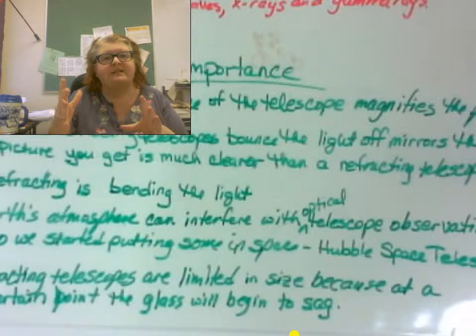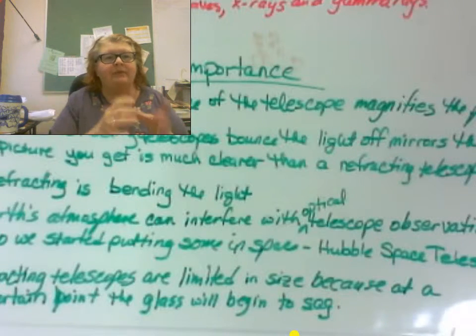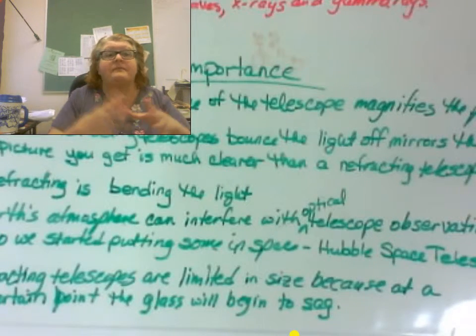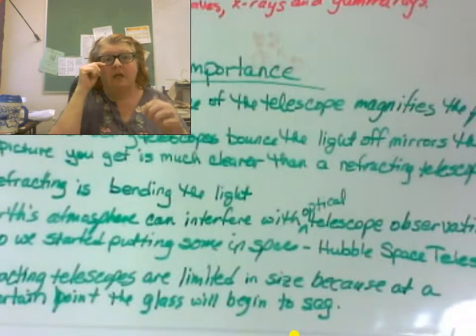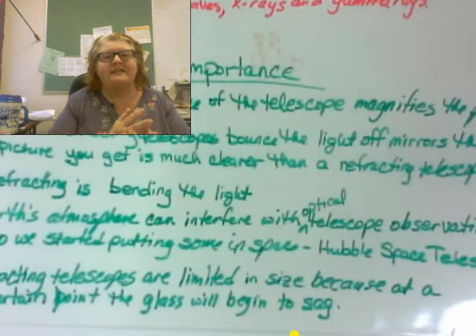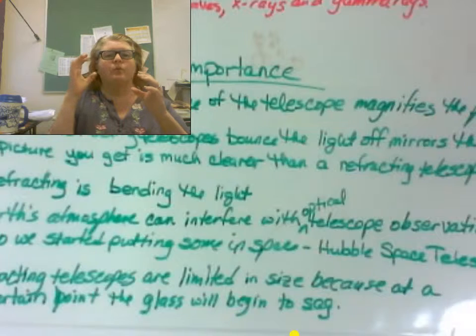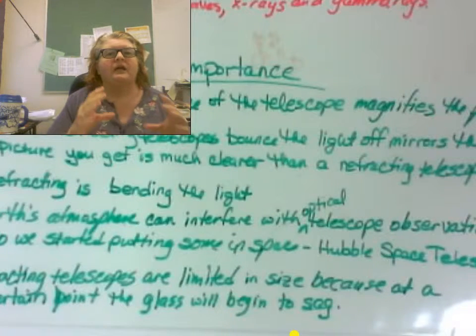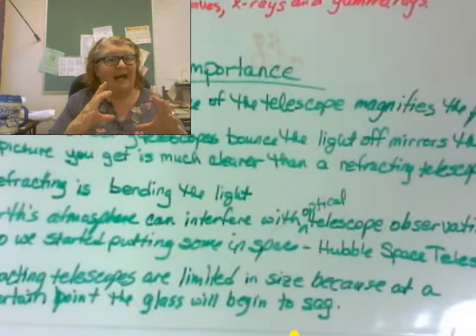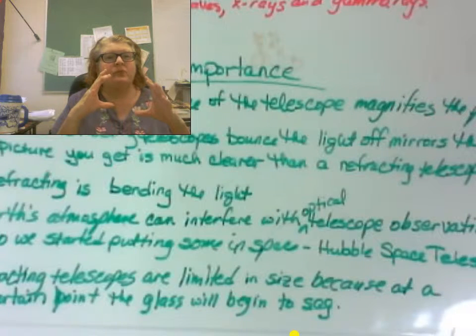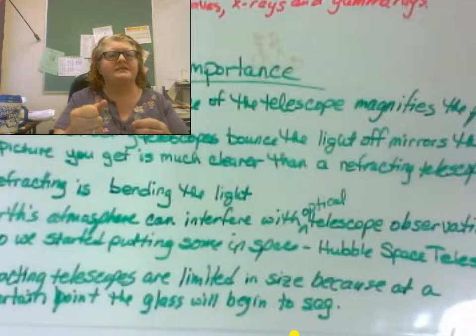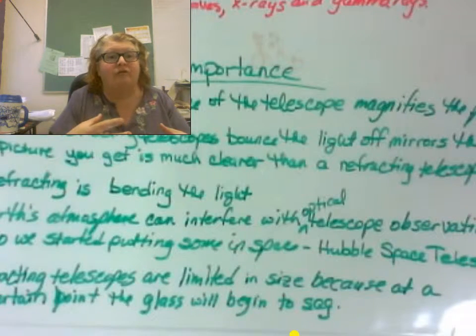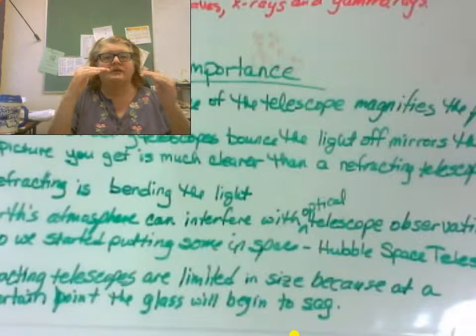Because the reflecting telescope is bouncing the image off a mirror, it doesn't matter how big it gets, because it's still a thin mirror being bounced off of. With refracting telescopes, they can only get so big because you're making a lens out of glass, and at some point it gets too heavy. Not too heavy for you to hold up, because you can always put that on a stand, but it is too heavy for itself. It starts to sag.